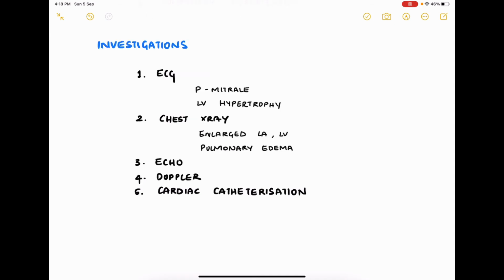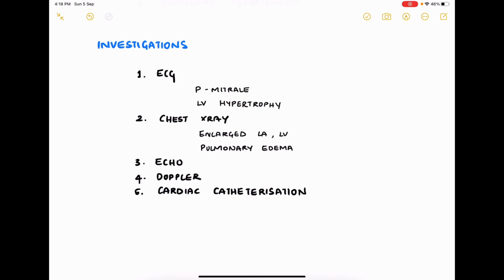What investigations should you be doing in these patients? First of all, ECG. In ECG, you will observe the structural change in the P wave called the P mitral, and this is because of the left atrial enlargement. You'll also see signs of left ventricular hypertrophy. The next investigation is chest X-ray, where you can see the enlarged left atria and the left ventricle. Pulmonary edema may be seen on the chest X-ray if it is severe enough.